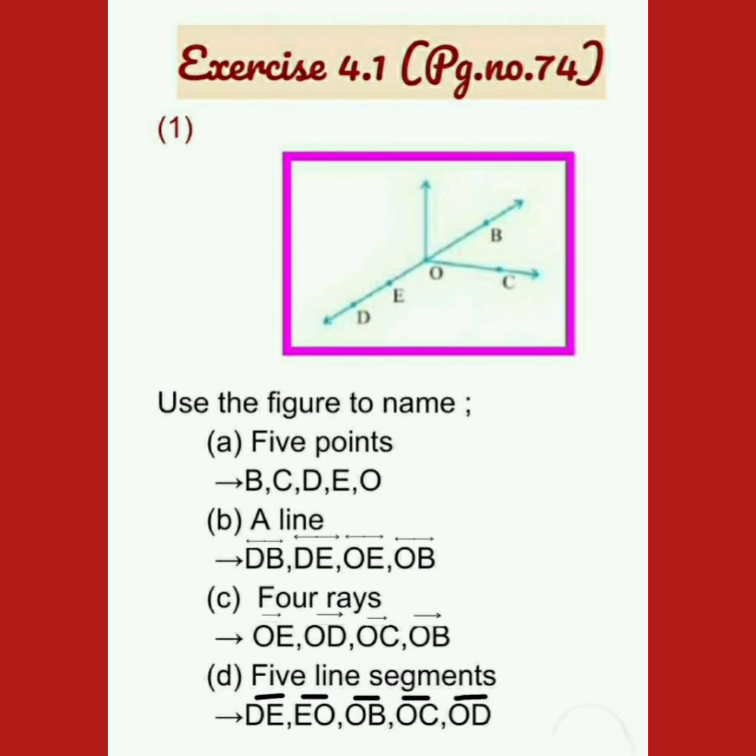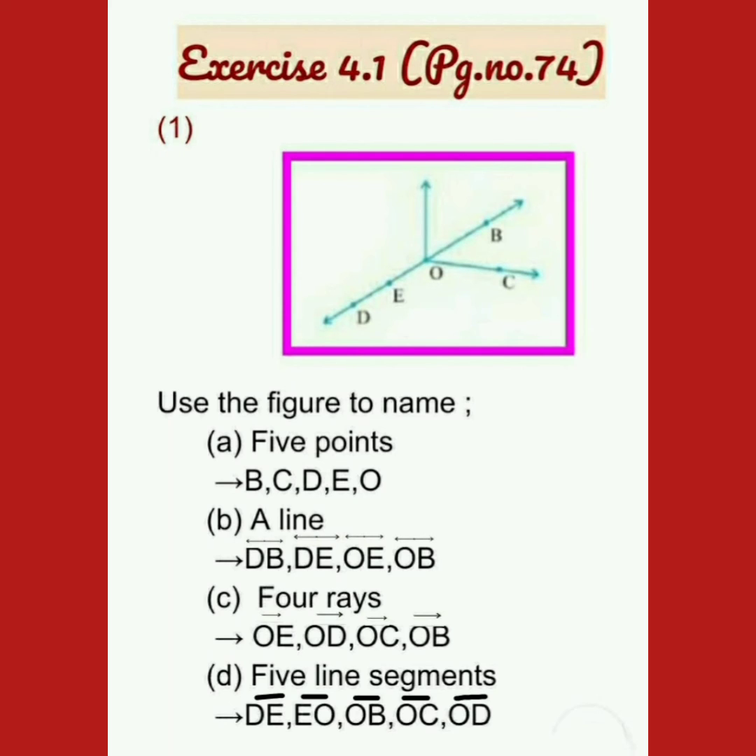A point will be denoted by a capital letter. Then second, a line. Line we can write as DB, DE, OE, OB. Then 4 rays you can write OC, DB, OE, OB. There are many more, you can write your own also. Then 5 line segments. We may write DE, ED, EO, OB, OC, DO.